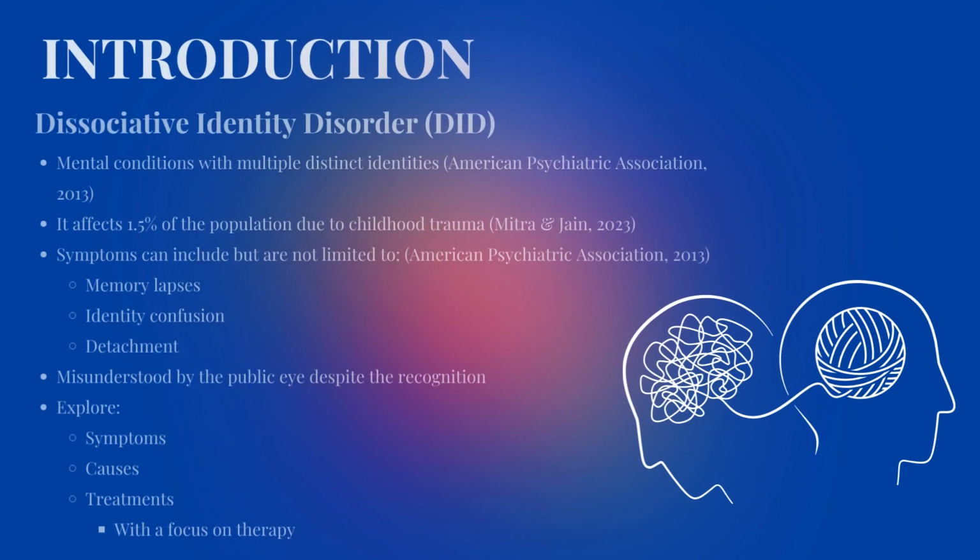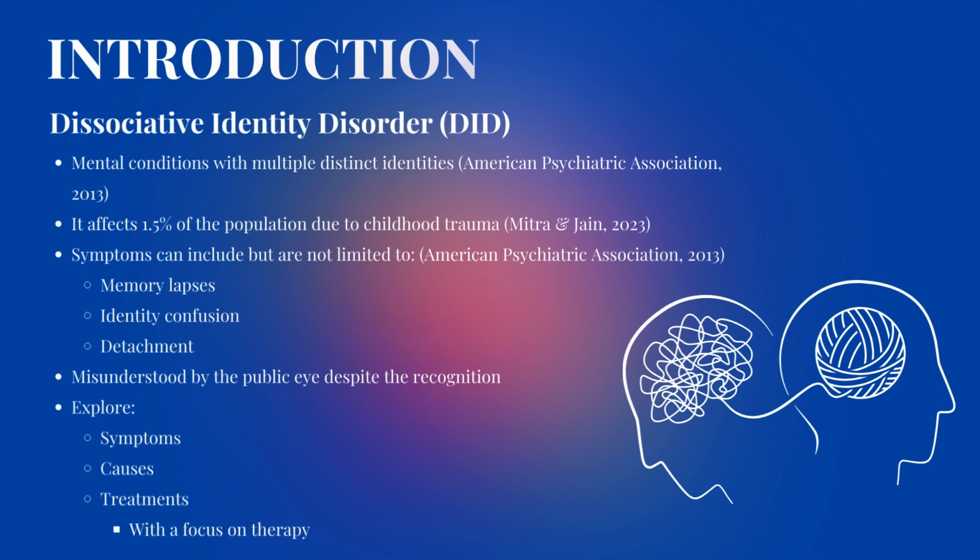Introduction. Dissociative identity disorder, also known as DID, is a mental health condition where an individual can have several separate identities or personality states, as described by the American Psychiatric Association. Each identity has its own thoughts, feelings, and memories. It's often a result of severe childhood trauma, and it affects approximately 1.5% of the population. This means it's much more common than we think, but it's not often talked about.